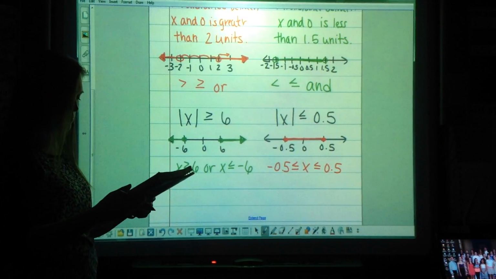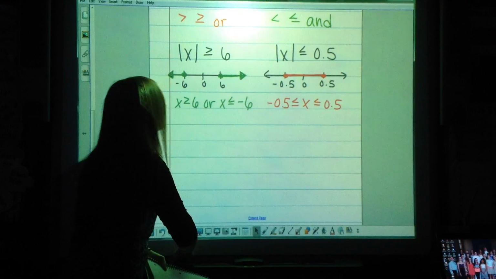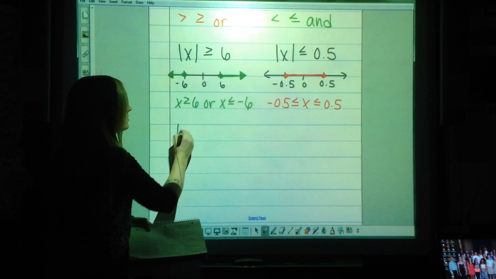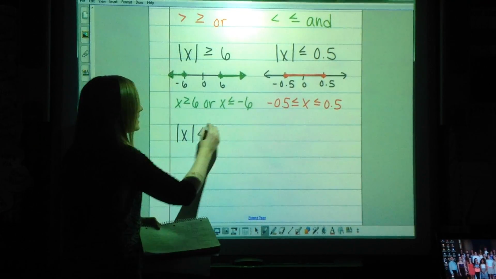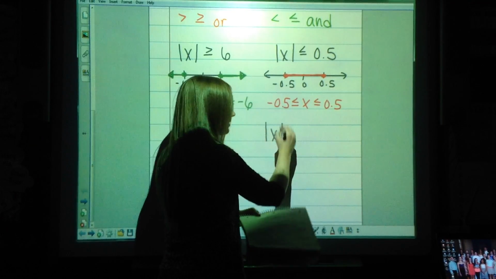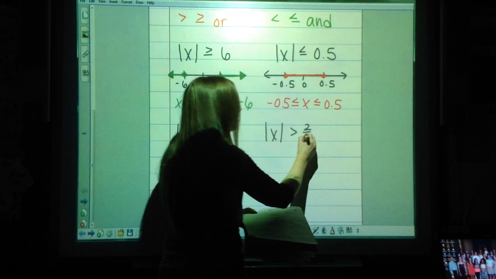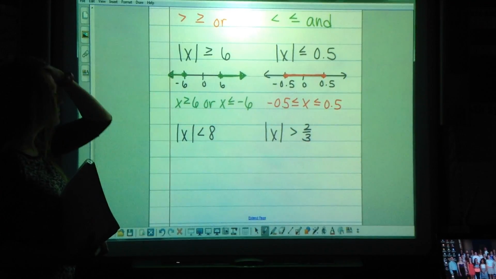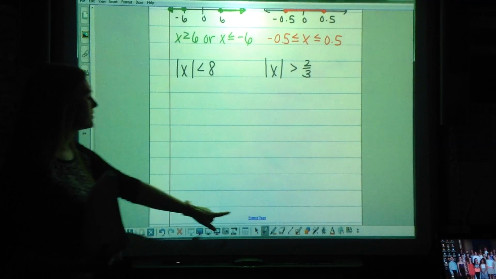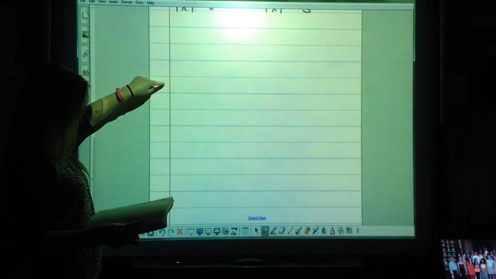Okay, why don't you give this a shot? I want you to try to solve and graph the absolute value of X is less than 8. Also try the absolute value of X is greater than 2/3. Solve and graph. Okay, we're going to move on.